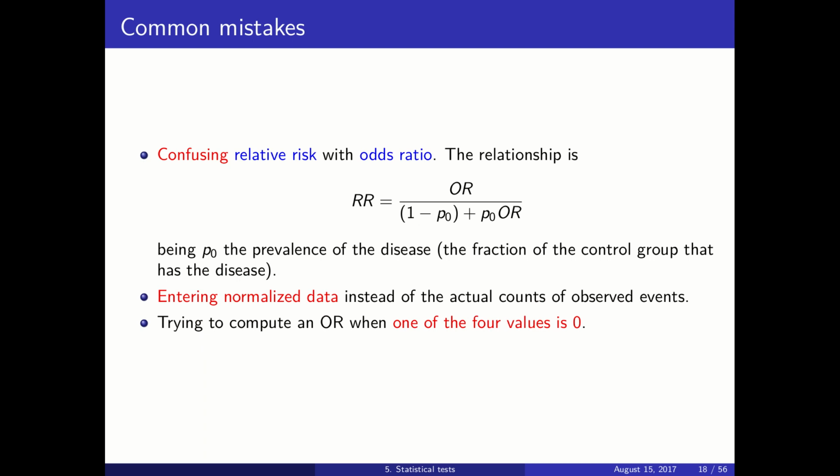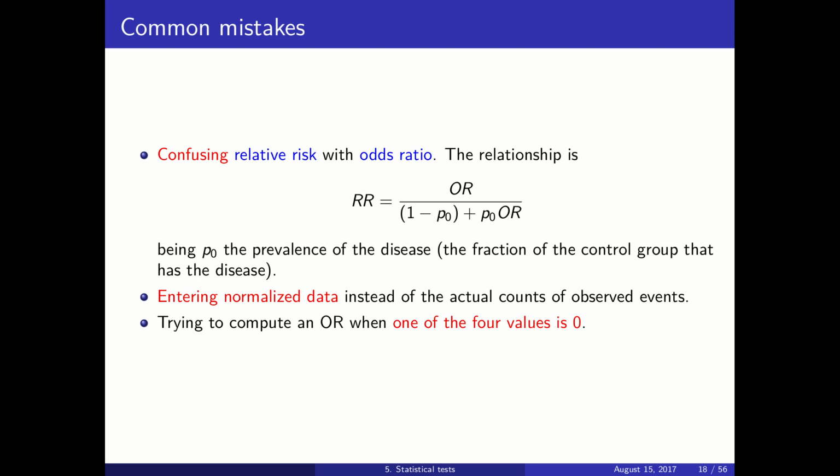There is a common mistake that is confusing the relative risk with the odds ratio. So there is a relationship between the two, a one-to-one relationship, but the relationship includes the prevalence of the disease. So that is the fraction of the control group that has the disease.